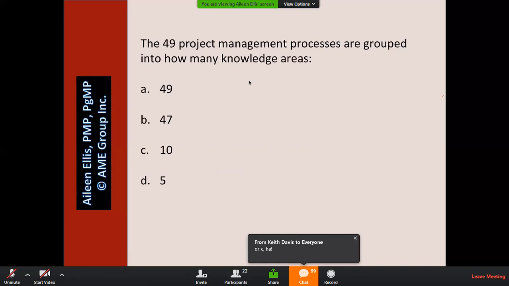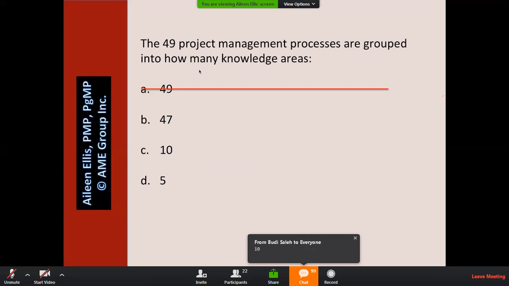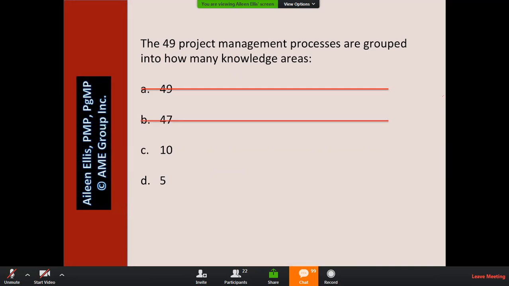So hopefully this is an easy question. We're looking to see how many knowledge areas. Okay. 49 is the number of processes. 47 is a made-up number. Now we're left with 10 and 5. Both of these numbers are important. There's 10 knowledge areas. There's 5 process groups.